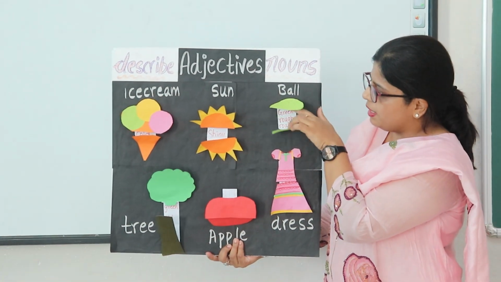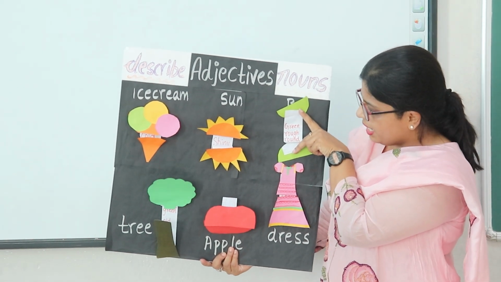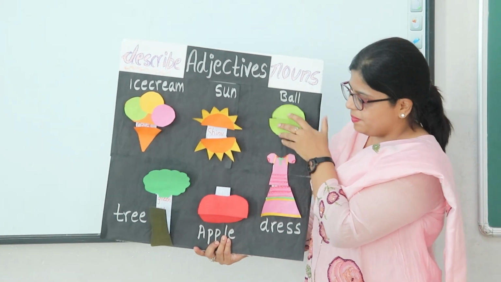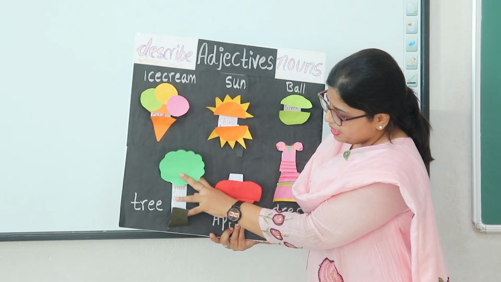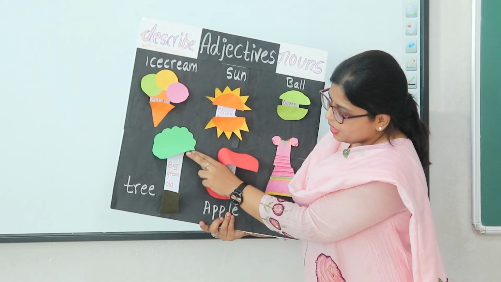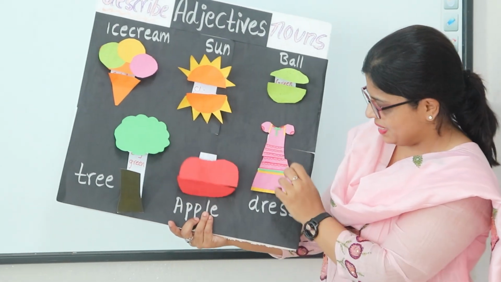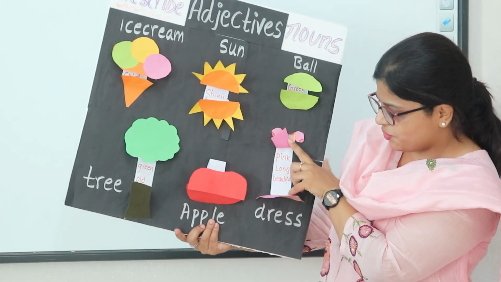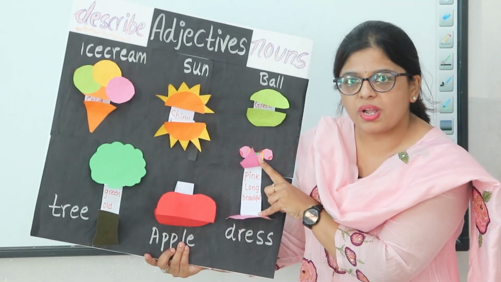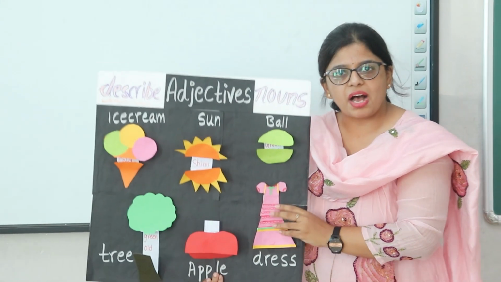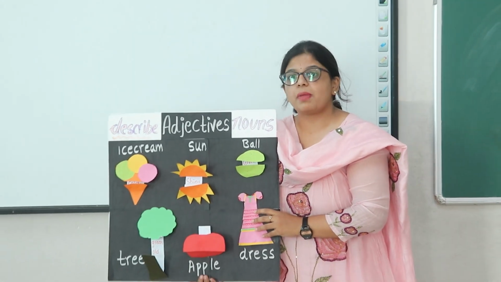What about a ball? This is a tennis ball. Green, rough and round. And a tree. Big, green and old. How about an apple? Red, juicy, sweet. How about this dress? Pink, long and beautiful. This is how we describe nouns and we call them adjectives.